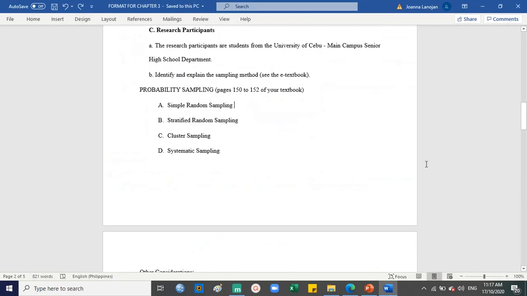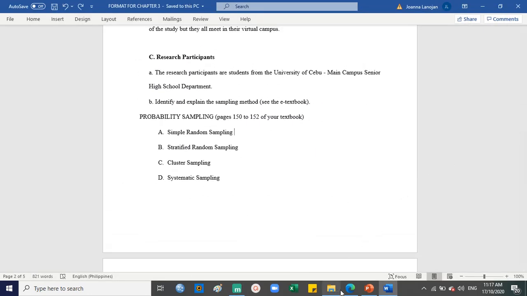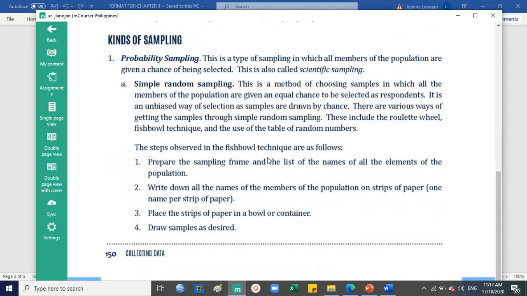So, simple random sampling. This is a method of choosing samples in which all the members of the population are given an equal chance to be selected as your respondents. It is an unbiased way of selection as samples are drawn by chance. There are various ways of getting the samples through simple random sampling. These include the roulette wheel, the fishbowl technique, and the use of random numbers, like a table of random numbers.